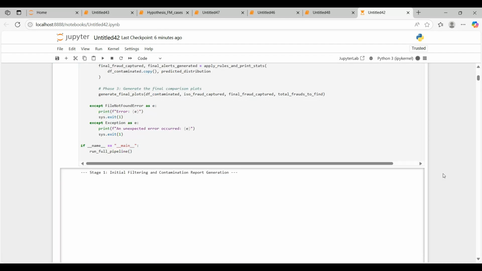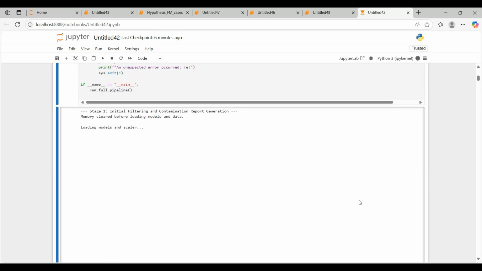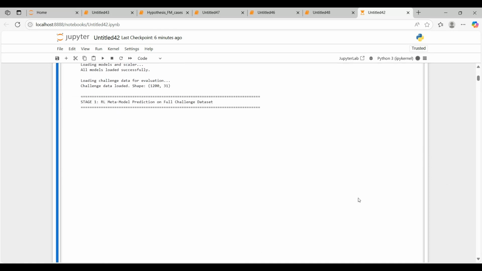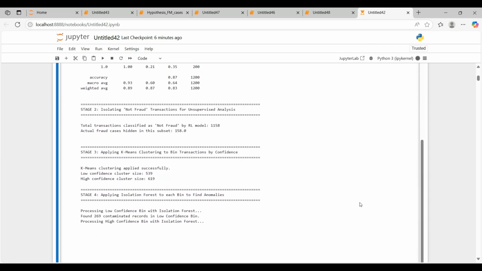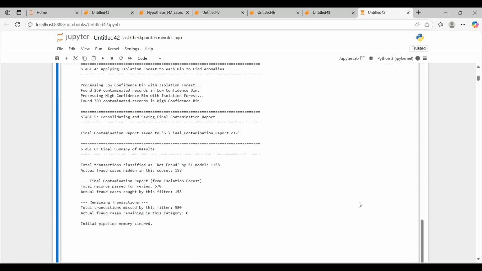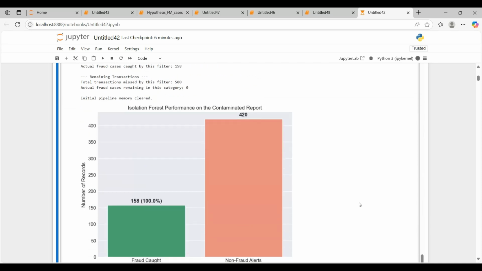This is the power of combining data science concepts, from advanced machine learning to core statistical analysis. This is the new standard. This is the final version. This is the future of fraud detection.